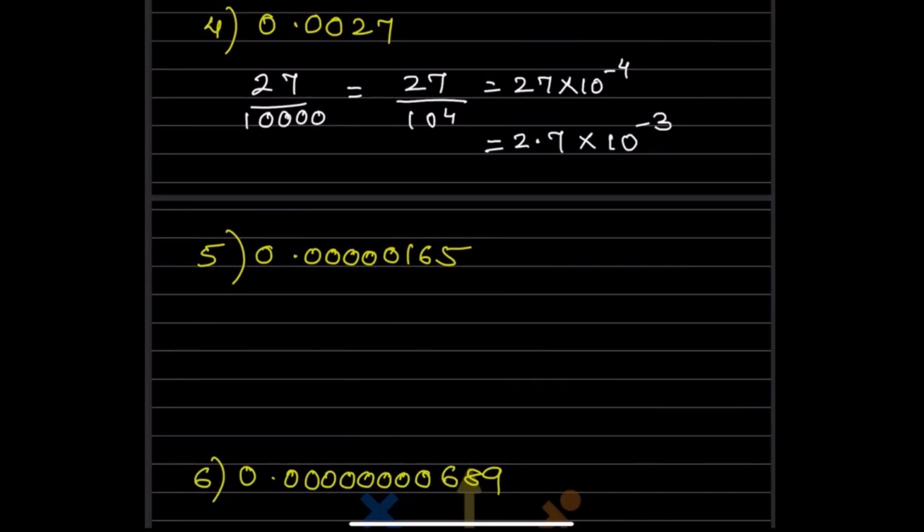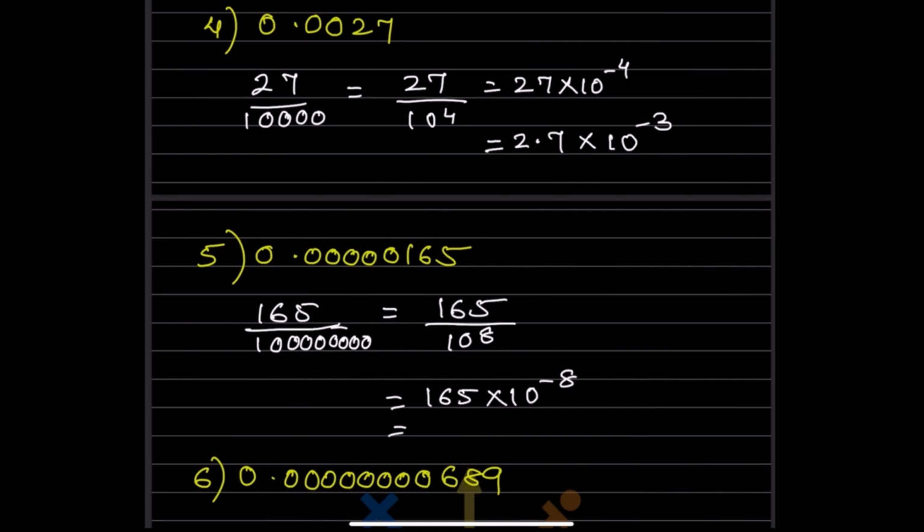Now here again 165. Because the number is 165, we are not going to consider the zeros. So 165. So how many? We have to go back 1, 2, 3, 4, 5, 6, 7 and 8. So we are going to divide it by 10 raised to 8. So this will be 165 divided by 10 raised to 8. So this should be 165 into 10 raised to minus 8. So this should be 1.65. So 1.65 means after the point there are 2 digits, so minus 8 plus 2. So that should be minus 6. So here it should be into 10 raised to minus 6.